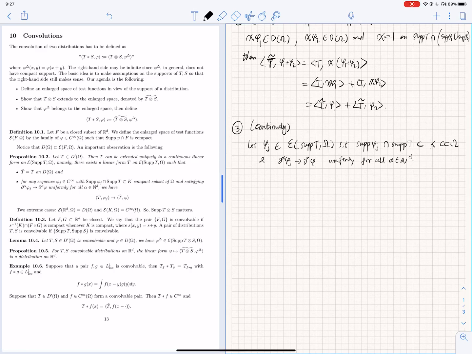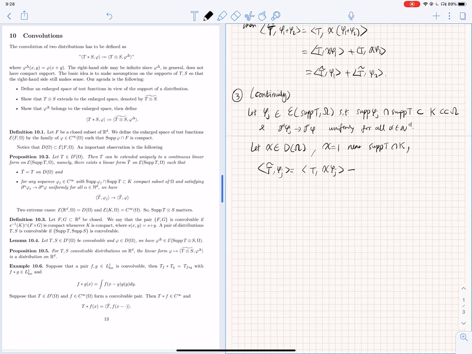Okay, so now let's just take chi as a test function in D of omega, such that chi is equal to 1 in a neighborhood of the support of T intersecting K. Okay, so this K is the common support of this sequence of functions, and this is a compact set by assumption. So we can compute T tilde phi j as T chi phi j. Okay, so we have this formula because of our choice of chi and the definition, and then this converges to T chi phi, which is nothing but T tilde phi. So this is exactly what we want to show.